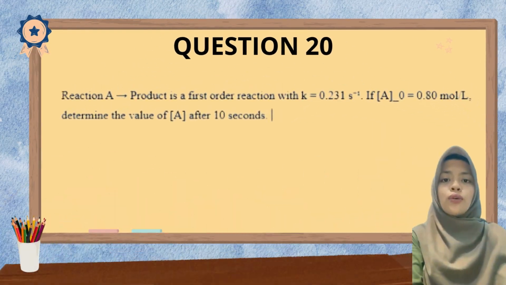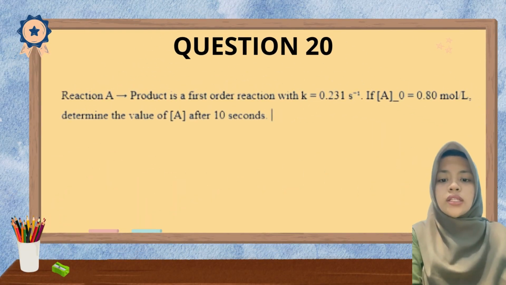And finally, question 20. First order reaction, concentration after 10 seconds. Reaction A to product follows first order kinetics. k equals 0.231 per second. Initial concentration is 0.8 molar. Find the concentration of A after 10 seconds.